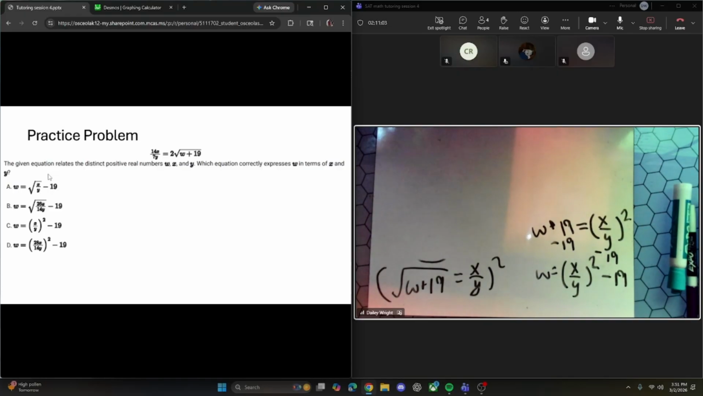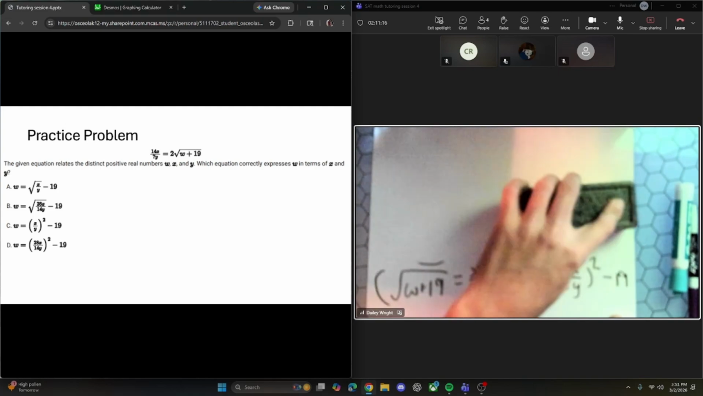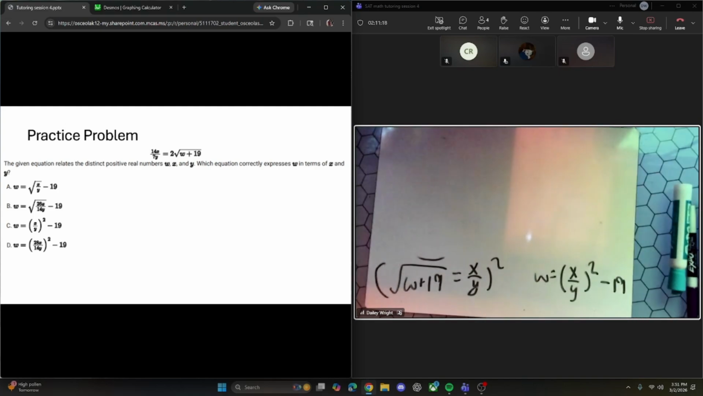No, my x over y is squared. Root 28x. No, there's a root right there. W equals x over y squared minus 19. That is exactly my answer. I didn't have to do any sort of multiplying out or making it into one fraction. So your final answer is going to be C.